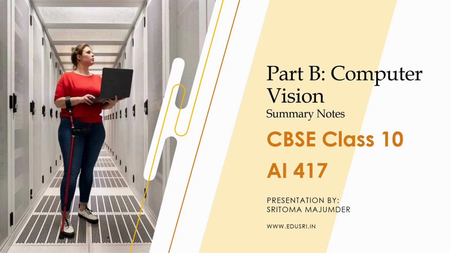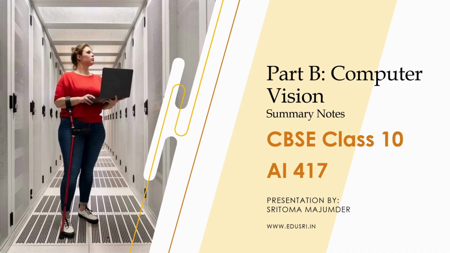In this video, we are going to learn about Part B, Computer Vision from Central Board of Secondary Education Class 10 Artificial Intelligence, Subject Code 417. Computer vision is an exciting field of artificial intelligence that enables computers to see, understand, and interpret visual information, such as images and videos. Just as humans use their eyes to observe and understand the world around them, computer vision allows machines to process and understand visual data.